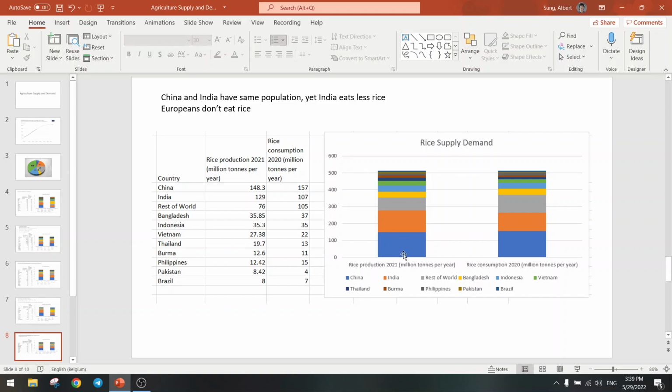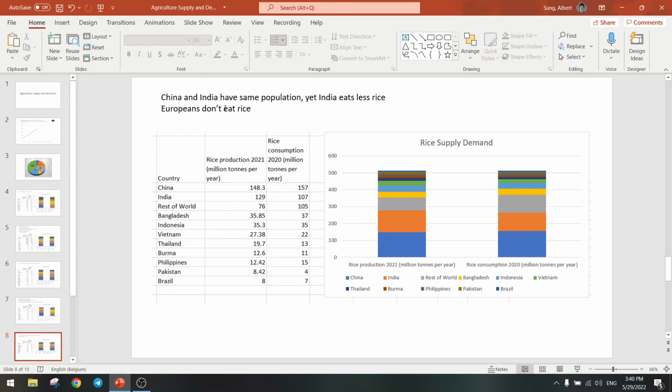Okay, so rice supply and demand, you can see here that supply and demand is about the same for each country. So I think rice is one of the most balanced supply and demand curves out there. So I don't see any disruptions. There is some talk that India would ban rice exports as well, but I don't see that because India has more rice production than consumption. So they will probably not ban the exports of rice.